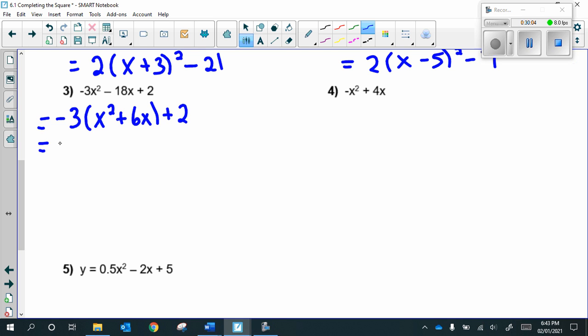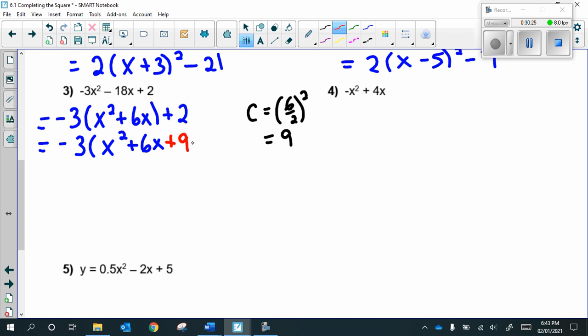Next step, we're going to create that perfect square so we can factor it. So we got x squared plus 6x. My c value is going to be that 6 divided by 2, and we're going to square that. So 6 divided by 2 is 3. 3 squared is 9. So I'm going to add 9, and I'm going to subtract 9.